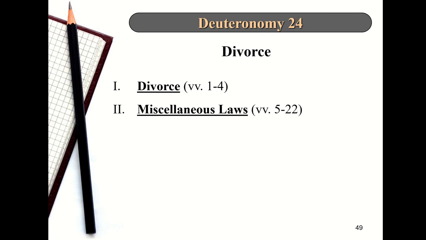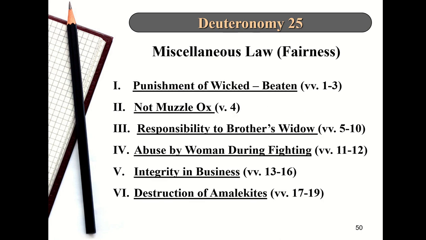Now, Deuteronomy 24 dealt with divorce laws. Divorce, the contingency law of verses 1 to 4. The miscellaneous laws found in 5 to 22.